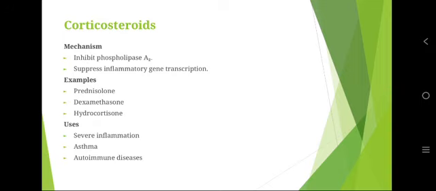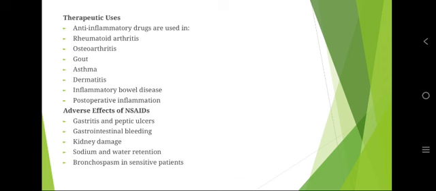Corticosteroid. The mechanism of action of corticosteroid is inhibition of the phospholipase A2 enzyme and suppression of inflammatory gene transcription. Examples for these corticosteroids are prednisolone, hydrocortisone, etc. Uses for these corticosteroids are that they reduce severe inflammation, and they are used in asthmatic conditions and for autoimmune disease, etc.